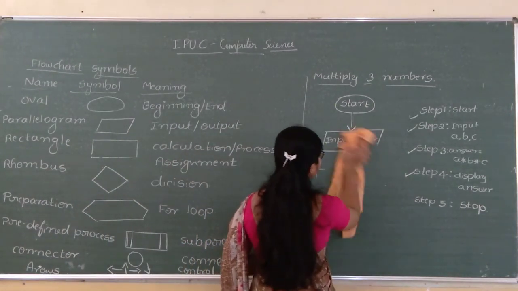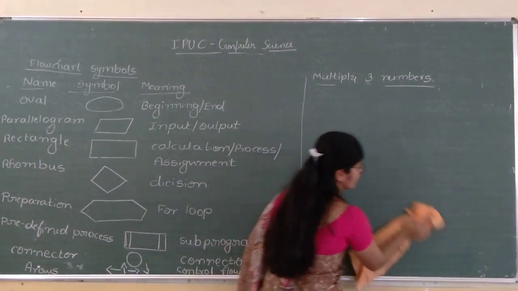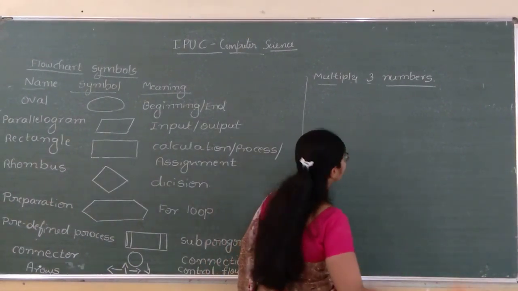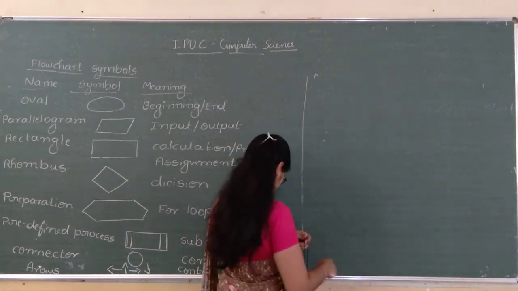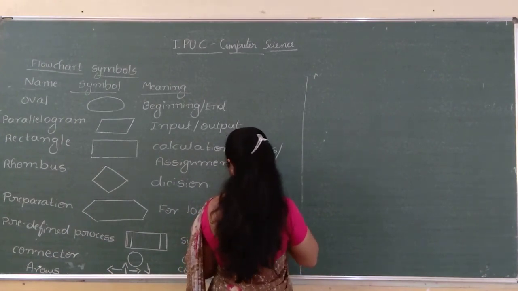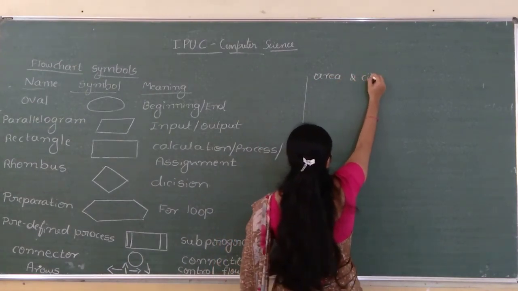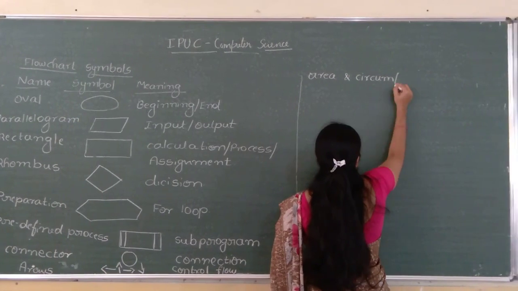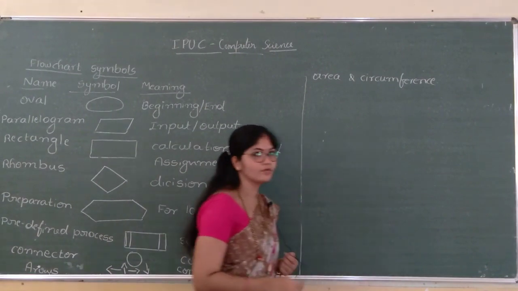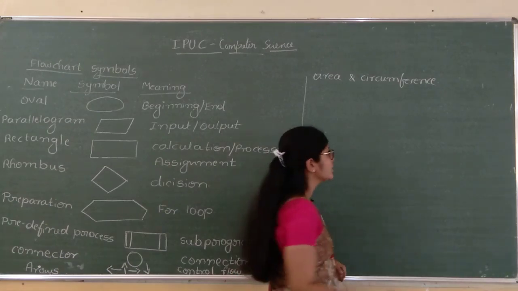Next, flow chart to find area and circumference of the circle. In the previous classes we have discussed the algorithm to find out the area and circumference of the circle.